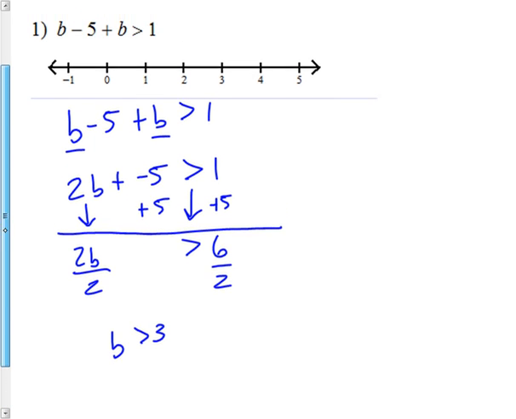Now I need to go ahead and graph that solution. So 3 is my number. I am not including 3, so that means I need an open circle. If it was greater than or equal to, then I would close the circle and include it in my value. And since b wants to be greater than 3, I'm going to go ahead and draw my arrow to the right, which means greater than.